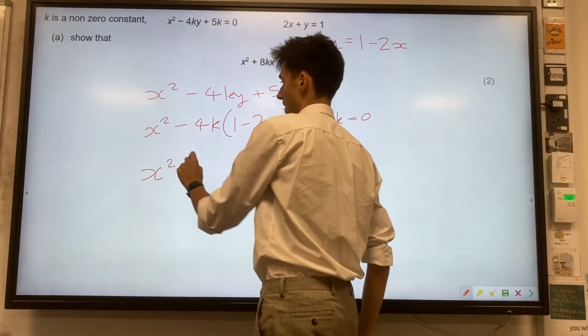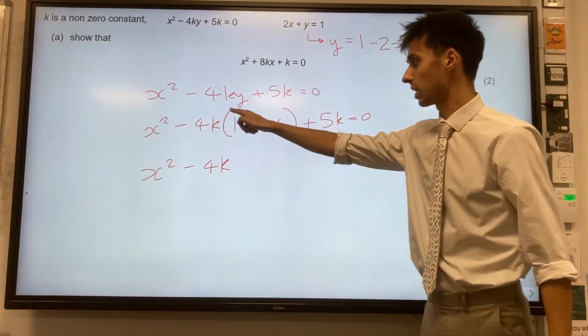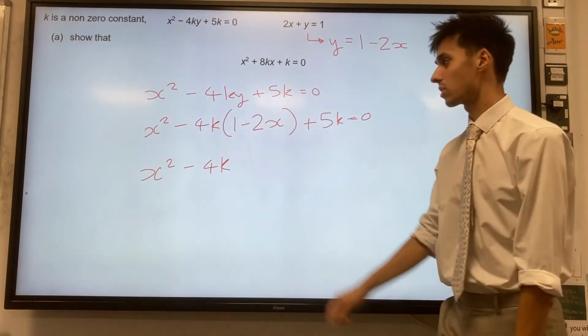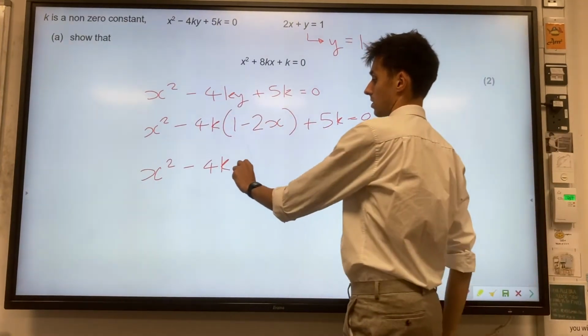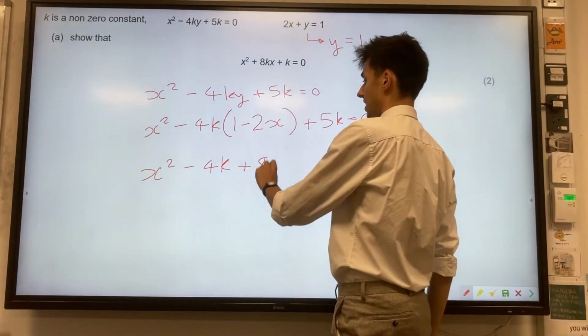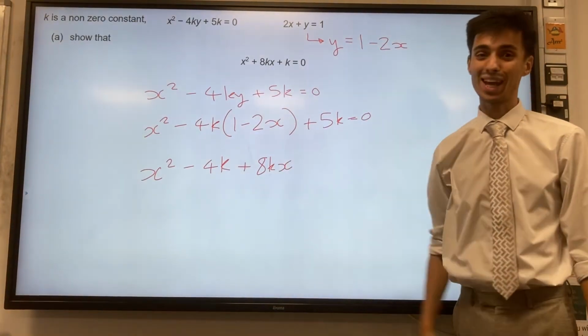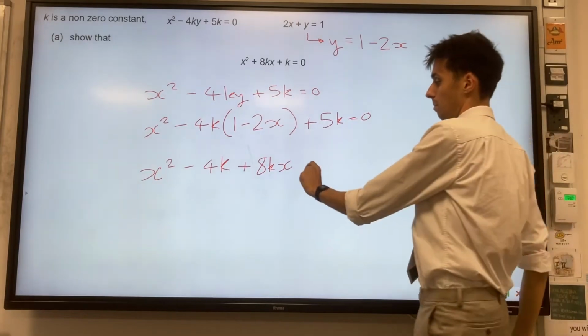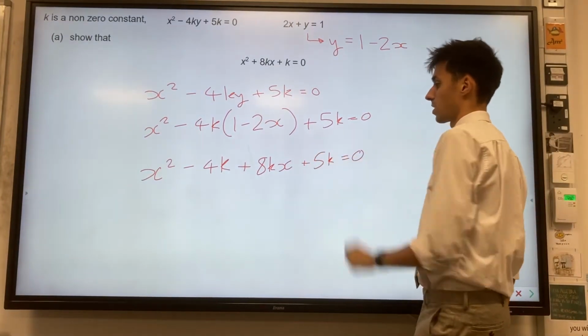We've got x squared minus 4k, because it's 4k times 1. And on the second term, we've got minus 4 times minus 2x. So that will give us plus 8kx. And this looks good because we wanted an 8kx. Well, we've still got our plus 5k on the end as well, equals 0.